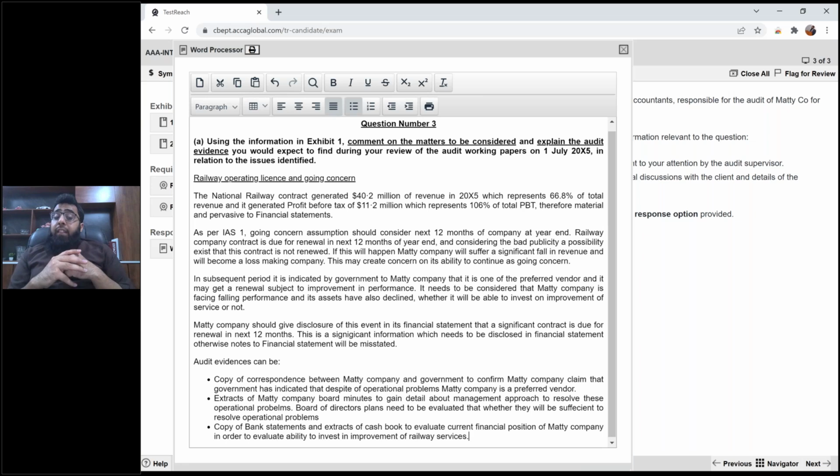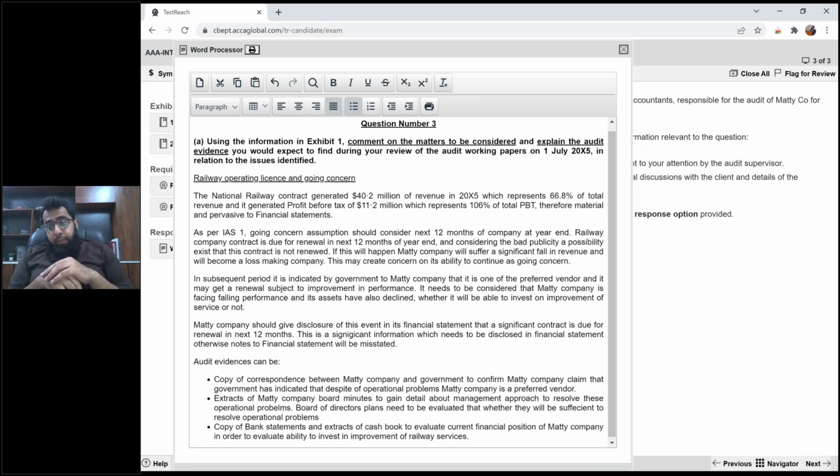Yes, you can take written representation from the management also, that they will invest on the improvement and make sure that they get the contract. You can take written representation also, because this issue depends on the management's commitment to invest on improvements. Are you people getting it? Please confirm me.